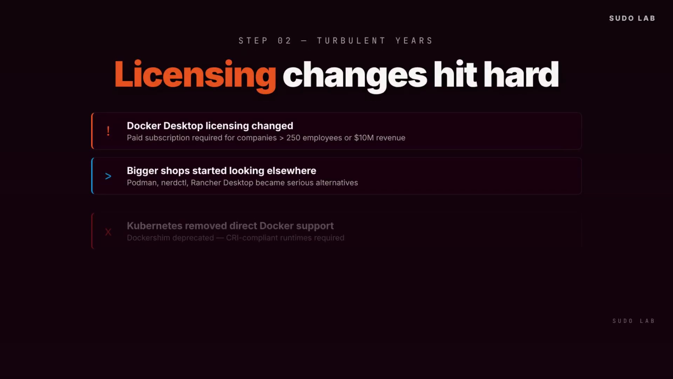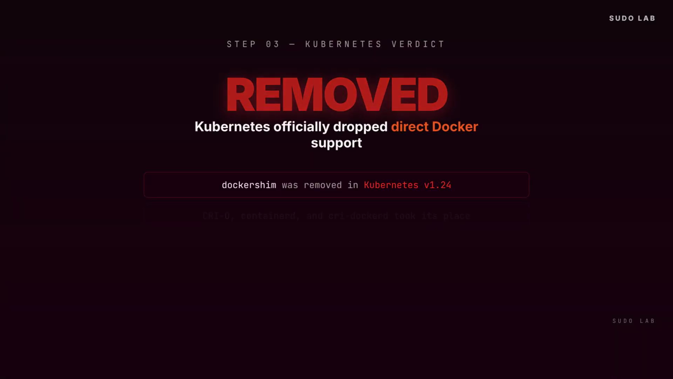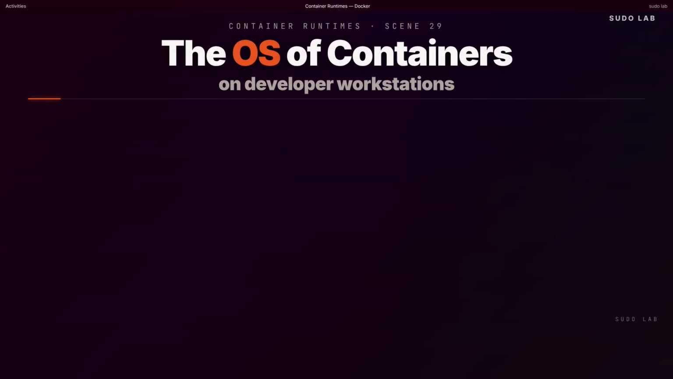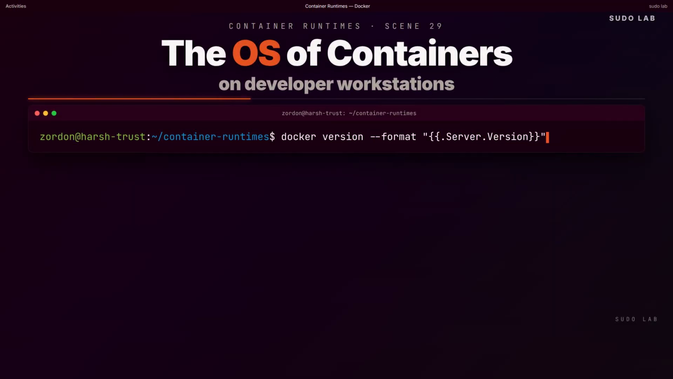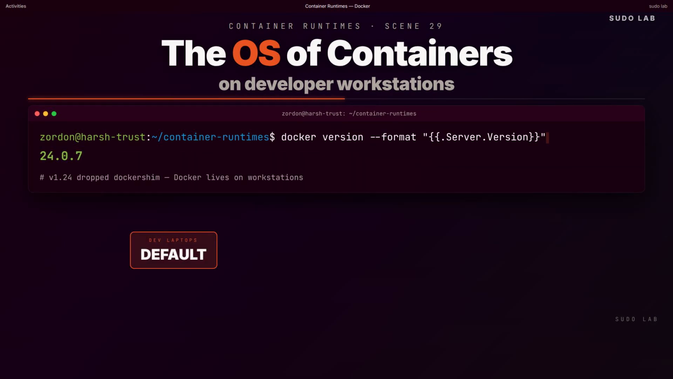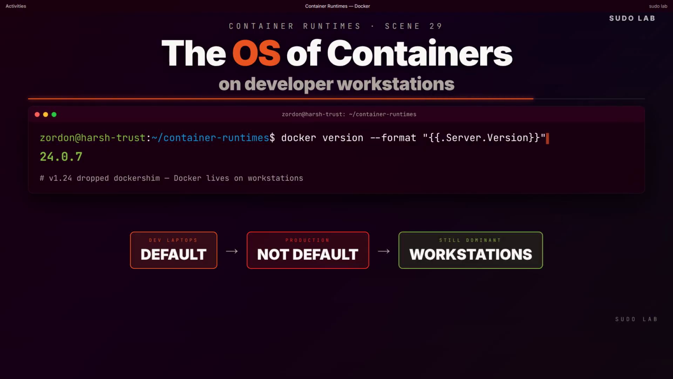The licensing changes for Docker Desktop pushed a lot of bigger shops to look elsewhere, and Kubernetes officially removed direct Docker support back in version 1.24. But on developer laptops, Docker is still the default in a way no other tool comes close to. It's the operating system of containers on workstations, even if it's not the runtime of choice in production anymore.